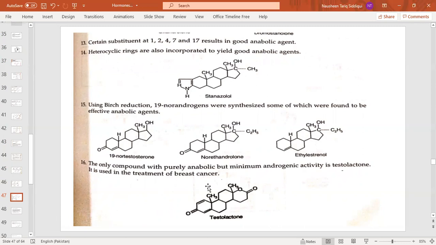Using Birch reduction, 19 nor androgens were synthesized, some of which were found to be effective anabolic agents. The only compound with purely anabolic but minimum androgenic activity is testolactone. It is used in the treatment of breast cancer.